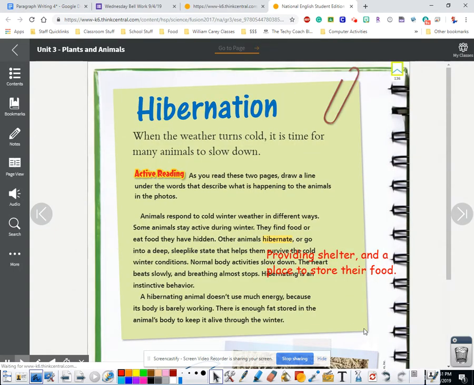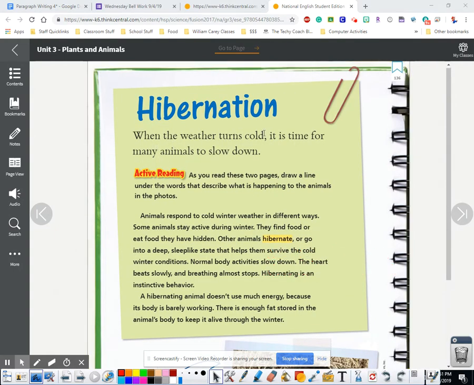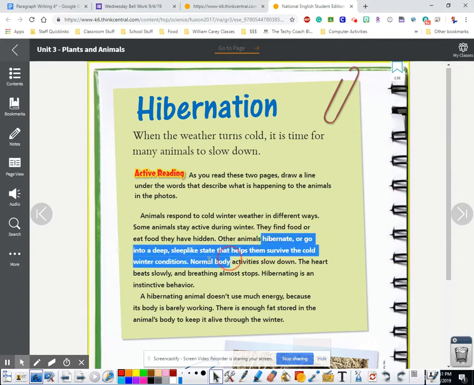Next, hibernation. When the weather turns cold, it's time for many animals to slow down. Animals respond to cold winter weather in different ways. Some animals stay active during the winter. They find food or eat food they have hidden. Other animals hibernate, underline this, or go into a deep sleep-like state that helps them survive the cold winter conditions. Okay, so hibernation is very important. This is how they survive the winter.